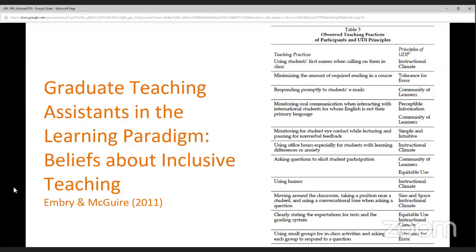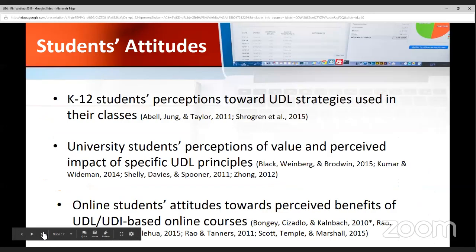As a result, UDI was used to provide a structure for orientation for these teaching assistants. So they actually use something like this to teach these teaching assistants how to be more inclusive in their practices. Similarly, you might be interested in developing something like this, aligning teaching practices with UDL. Or if you work in higher education, maybe you could just use this tool.